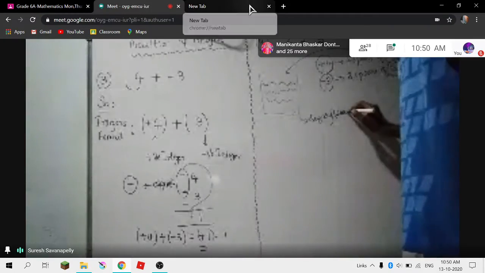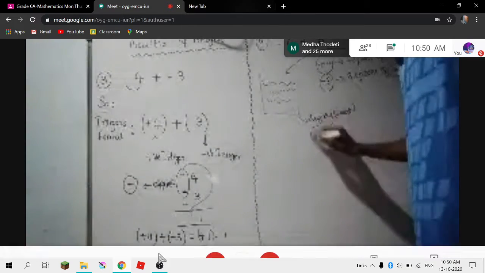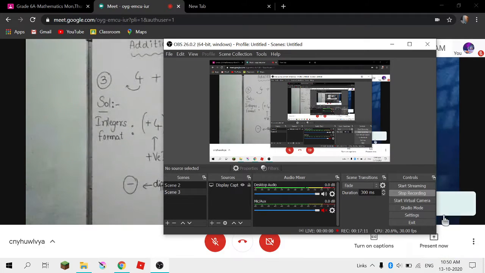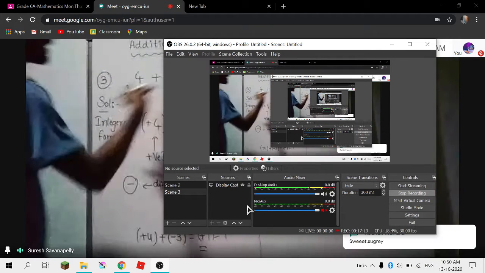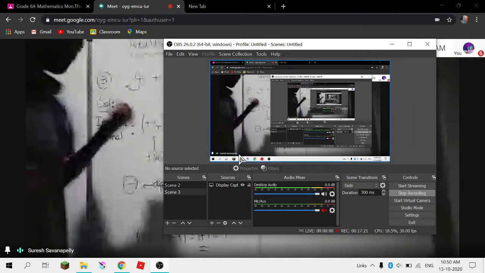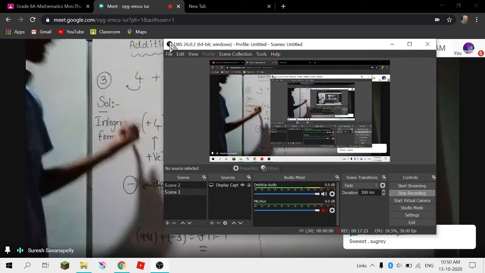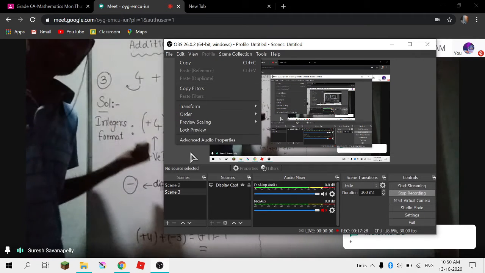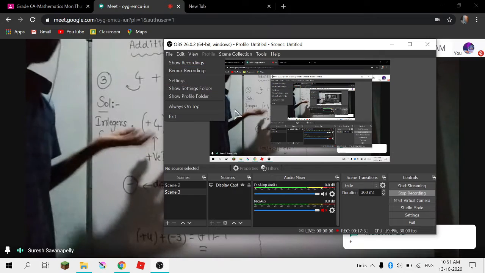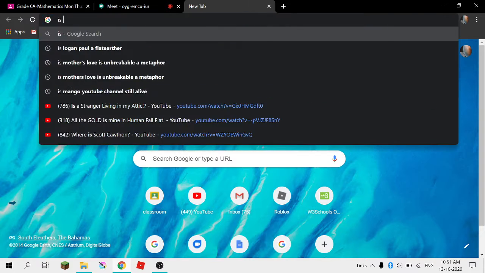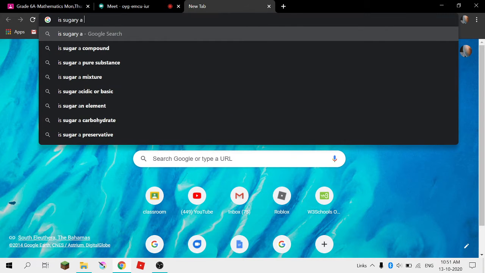So sweet means what, plus or minus? Plus. That means the result will become positive. Whenever we are adding a positive integer and a negative integer, which is more? Here we have more positives. 4 positives are there, 3 negatives are there. So positives are more, therefore your answer is also positive.